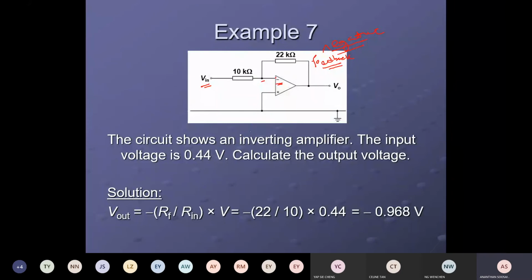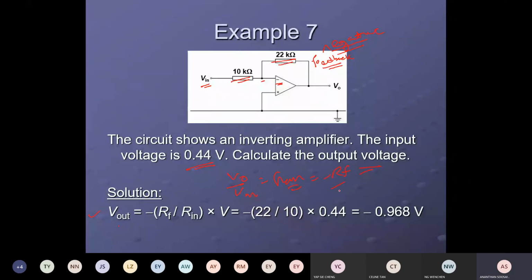Okay, that's the first question. RF is 22 kilo ohm, R in is 10 kilo ohm. Calculate the output voltage. Input is 0.44. So do you understand the working? Output is the gain times the input voltage. V out over V in is the gain. In this case, what is the gain?